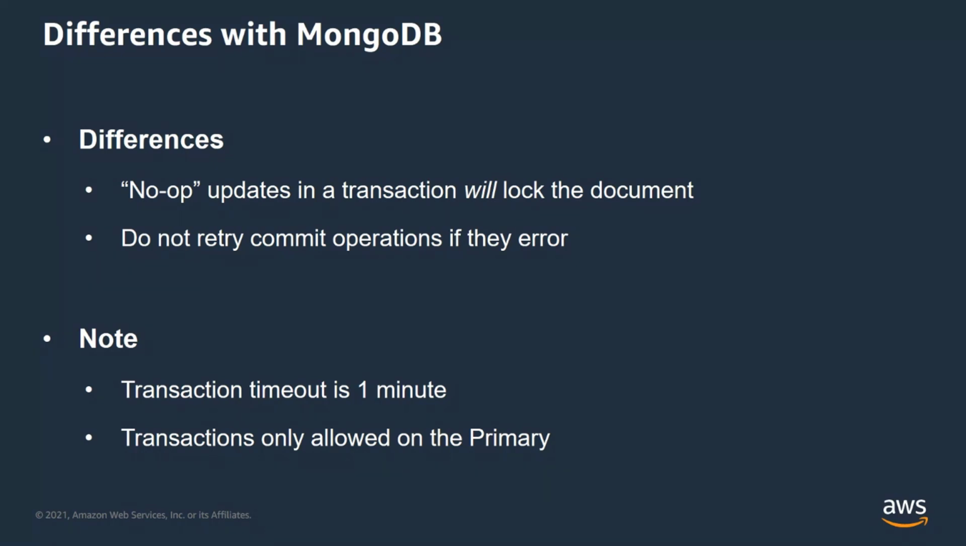And then this sounds a little silly, but you can only do transactions on the primary. The primary is the only one that's allowed to do writes anyway. And since transactions really are largely about writes, this isn't too much of a surprise. But I did want to put it out there that if you're going to do transactions, you're going to want to set your preferences to the primary.